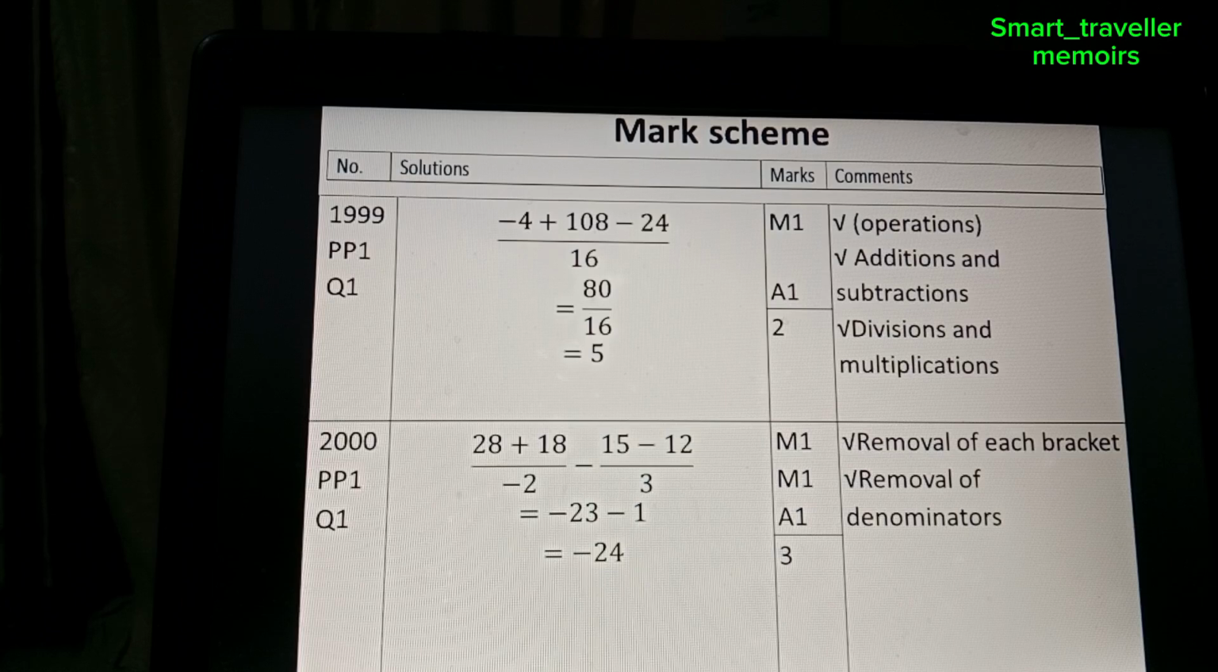For 2000, the two parts, part 1 gives you negative 23, and part 2 gives you 1. When you combine them, you get negative 24, where you are giving removal of each bracket 1 mark, and the removal of denominators another mark, and then you have the answer or accuracy.